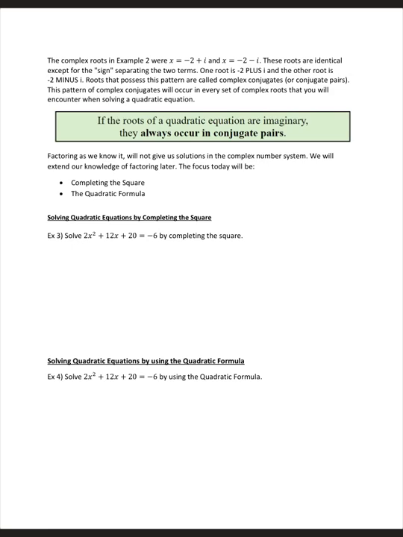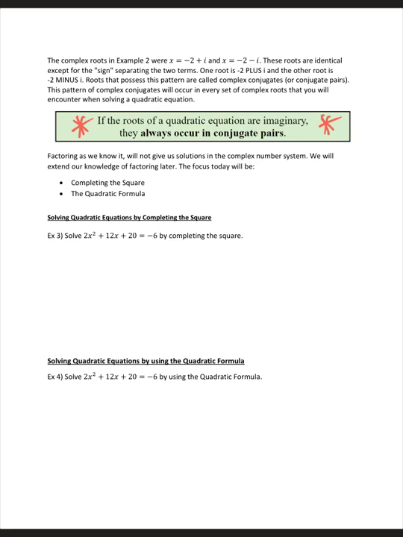This pattern of complex conjugates will occur in every set of complex roots that you'll encounter when solving a quadratic equation. So it's important to note, if the roots of a quadratic equation are imaginary, they're always going to occur in conjugate pairs.